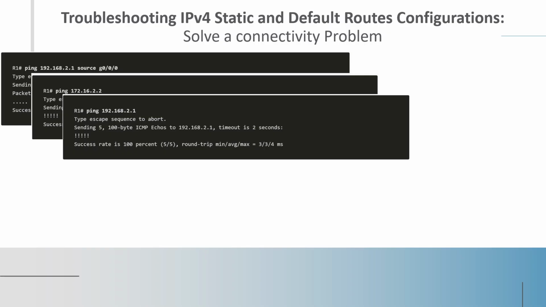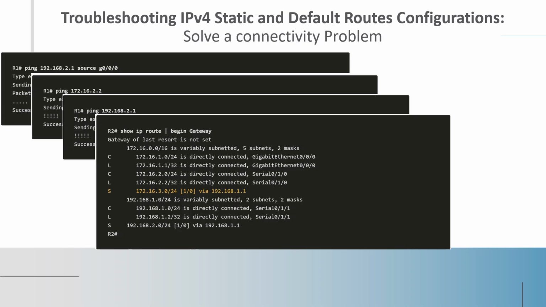However, packets sourced from the LAN on router 1 cannot. This indicates that either router 2 or router 3 may have an incorrect or missing route to the LAN on router 1. So we will do some verification, and we will verify the router 2 routing table by using the command show IP route, which begins with the gateway. This is the step to investigate the routing tables of router 2 and router 3.